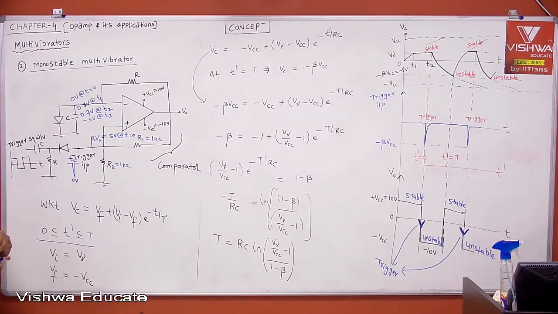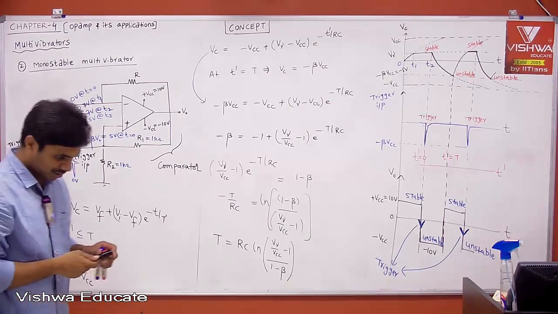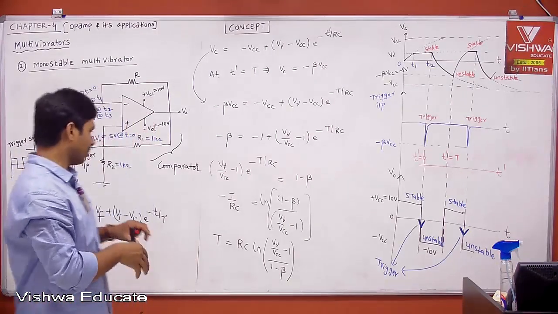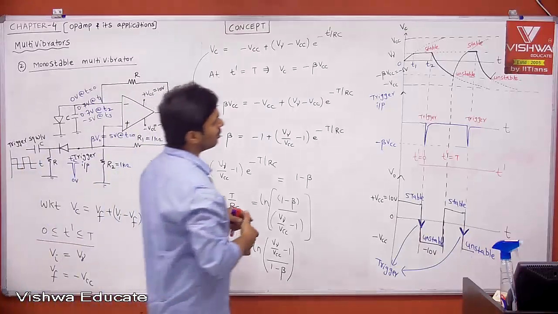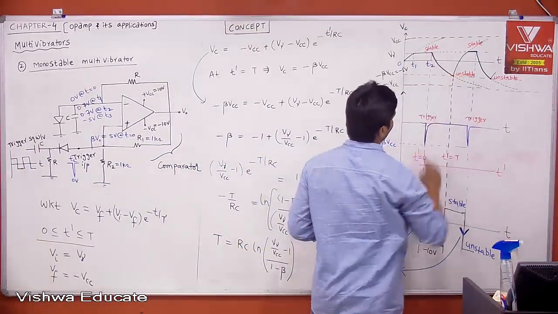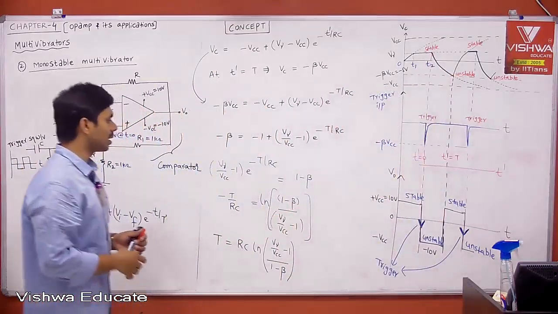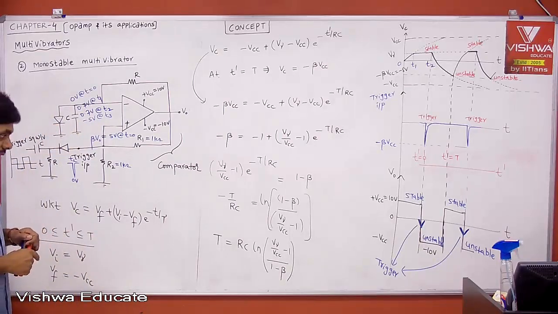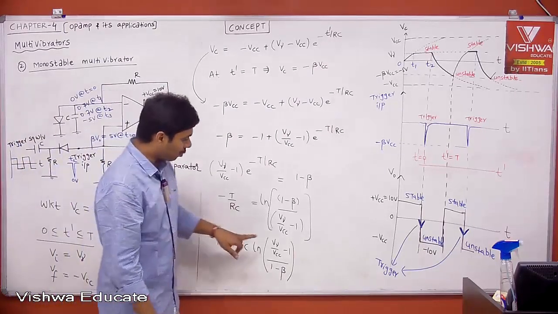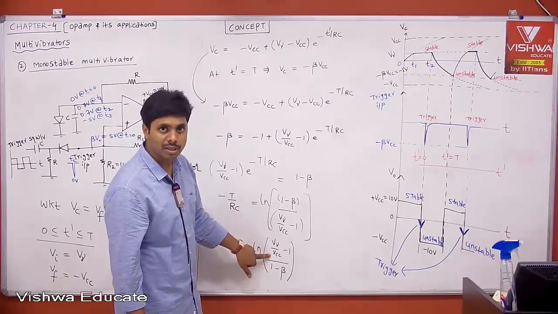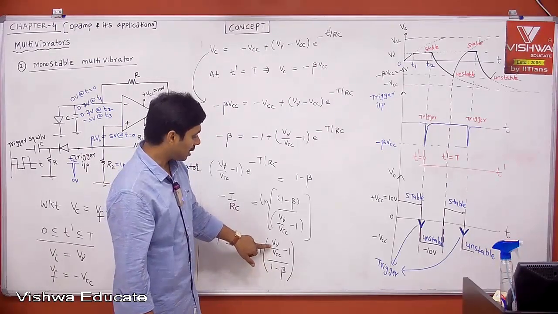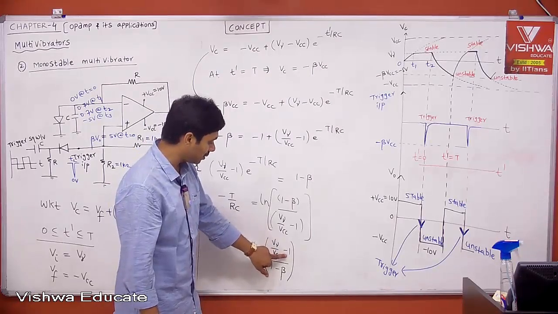Can anyone tell where is the mistake? Can anyone think about it? Where is the mistake? See, mathematically everything is fine, right? You are trying to find this time, let us say, from here to here, and we are losing something. Why does it have a mistake? What is V gamma, 0.7? It is definitely less than 0.7. V gamma by VCC is definitely less than 0.7. Less than 0.7 minus 1 is negative, but the other term is positive.